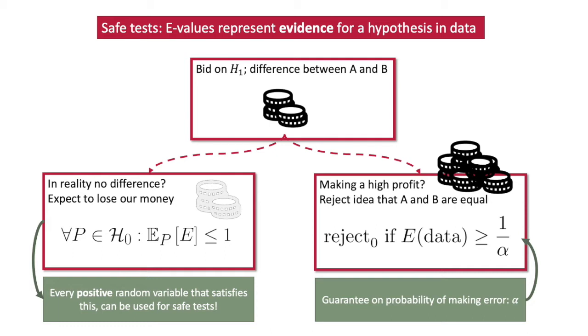However, when we see that the e-value of a hypothesis test is high, we can reject the idea that the strategies have equal results. And we can use the rejection rule that you see on the right hand side of the screen. So if the e-value is higher than 1 over alpha, we can reject the null hypothesis. And then we have a guarantee on the probability of wrongly concluding this at level alpha.